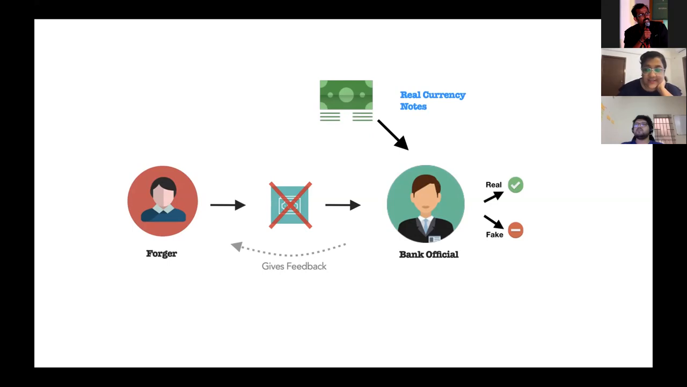Because that was a challenge. He had to fool him. And this is exactly what happens in a GAN. Okay, there are two networks here. One is called a generator network. The other one is called a discriminator network.